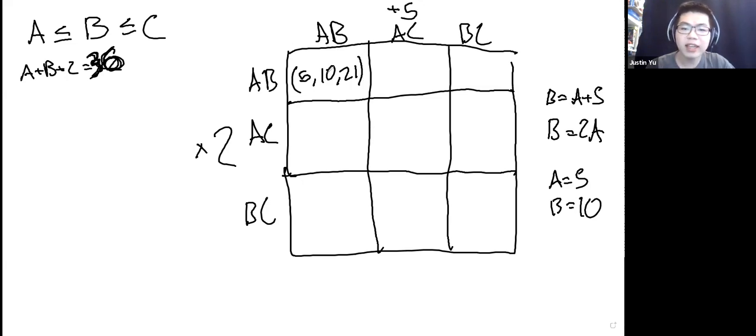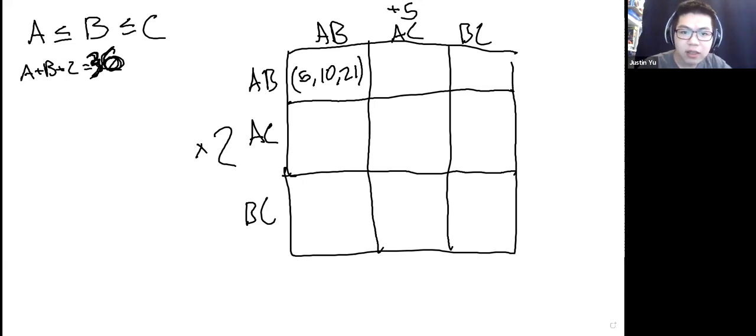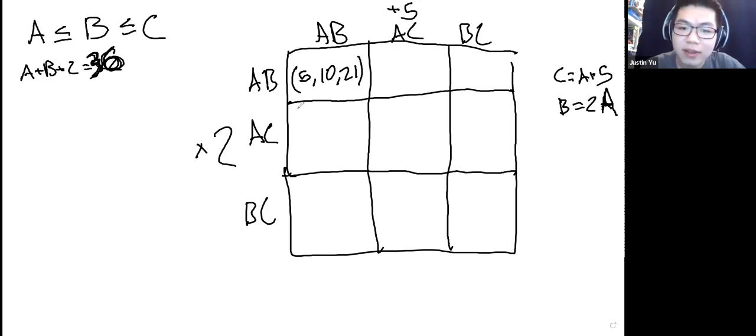Perfect. So we've done one case. Now there are only 8 cases left. So now the next case is, what if C is equal to A plus 5 and B is equal to 2A? So that's going to be this box right here. If anybody is confused about the way that I'm arranging these cases, or the way that I labeled this box, message me and then I can clarify.